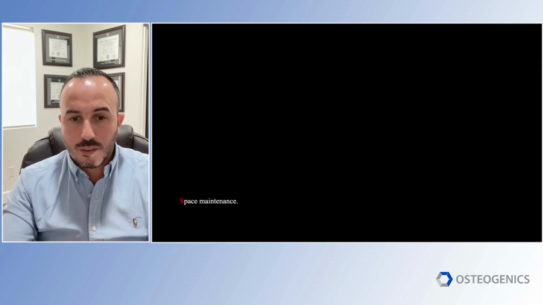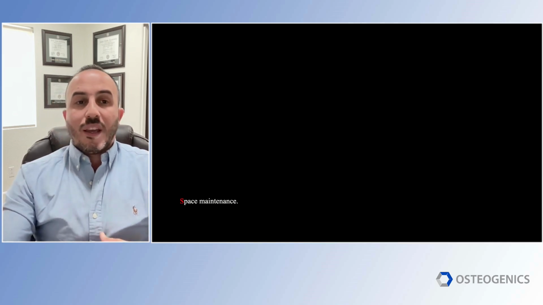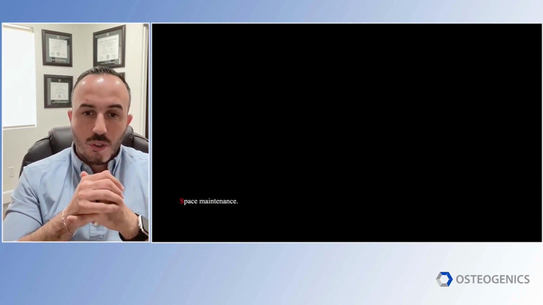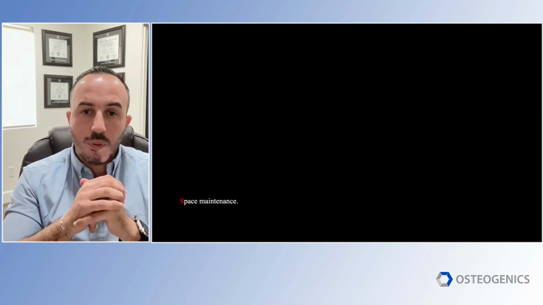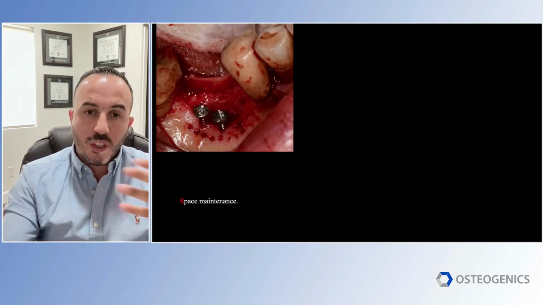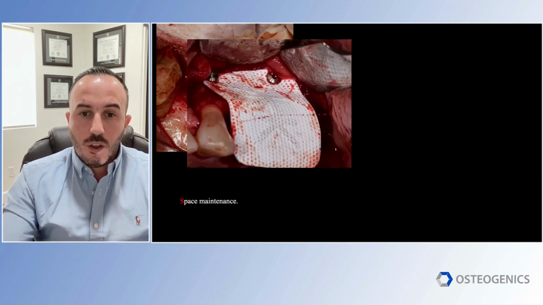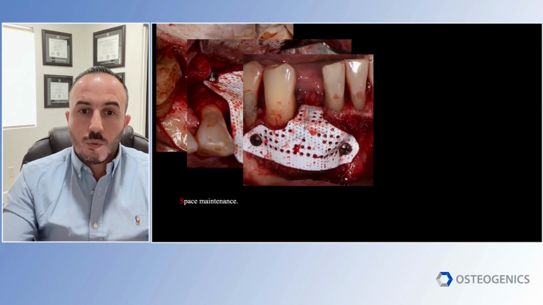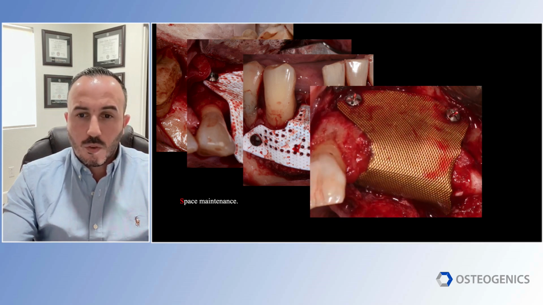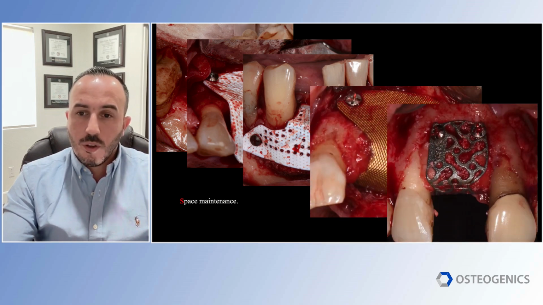Now, what about space maintenance? We can maintain the space by modifying the biomaterial, maybe adding some xenograft, which we'll discuss, a material with incomplete resorption. Or we can use a tenting screw to help us maintain the space, or use a titanium reinforced PTFE membrane, or the same membrane but the perforated one, or we can use titanium mesh or a 3D printed titanium mesh.